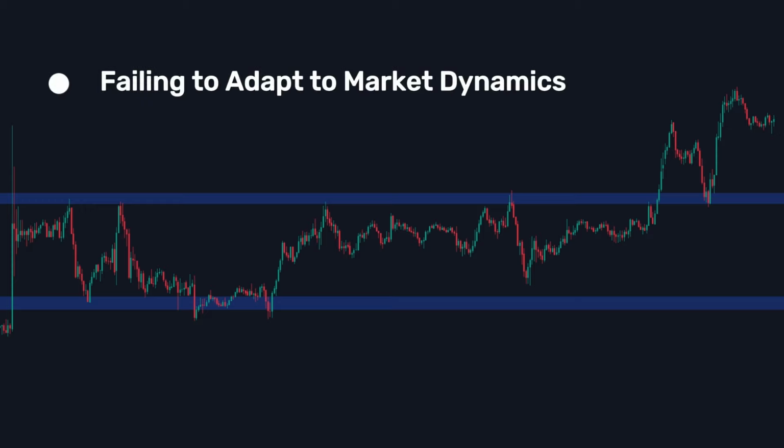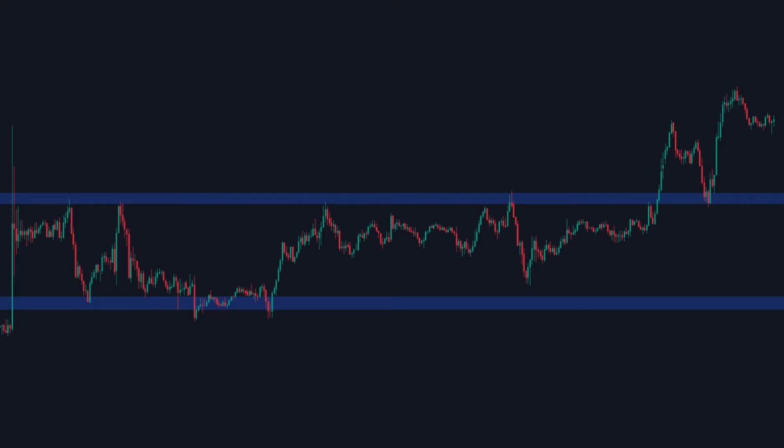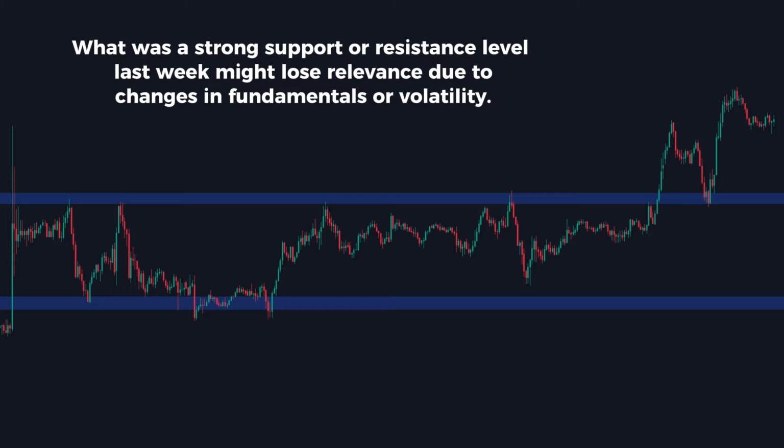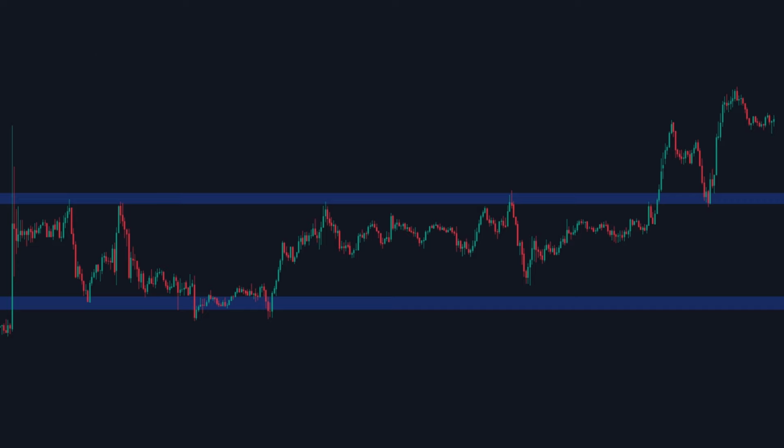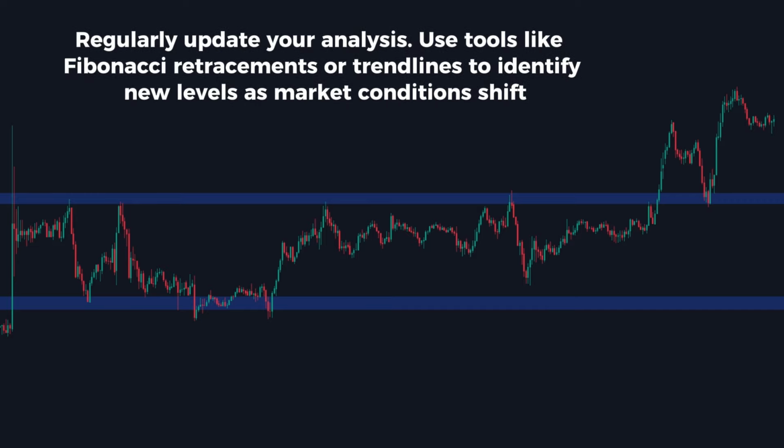3. Failing to adapt to market dynamics. The problem: markets are dynamic and constantly evolving. What was a strong support or resistance level last week might lose relevance due to changes in fundamentals or volatility. The fix: regularly update your analysis. Use tools like Fibonacci retracements or trend lines to identify new levels as market conditions shift.